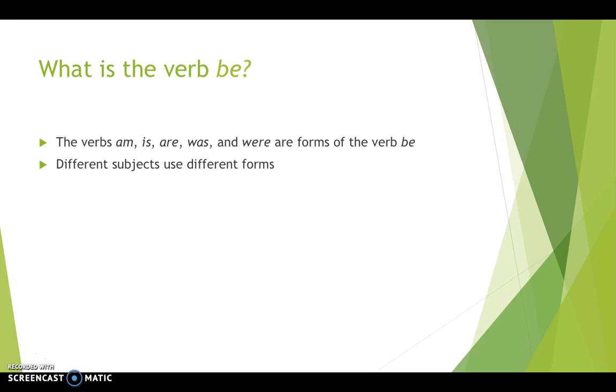Different subjects of sentences use different forms of the verb be. So for example, I am interested in rivers. Am is a form of the verb be, and it's paired with I. I am interested in rivers. Another example is the Nile River is very long. Is goes with the subject, the Nile River.